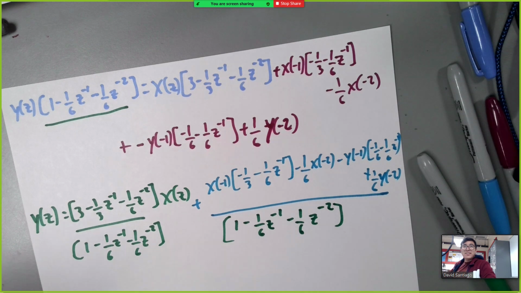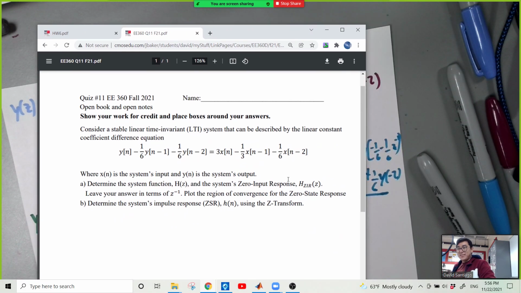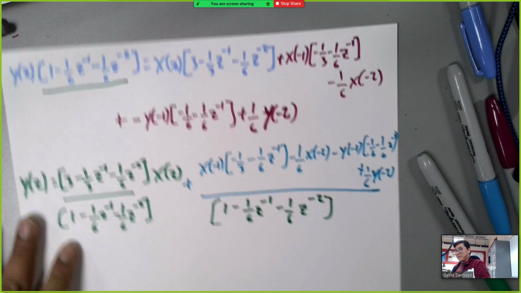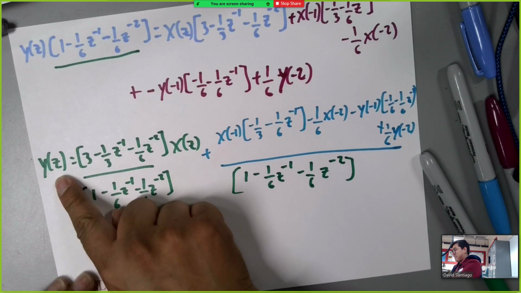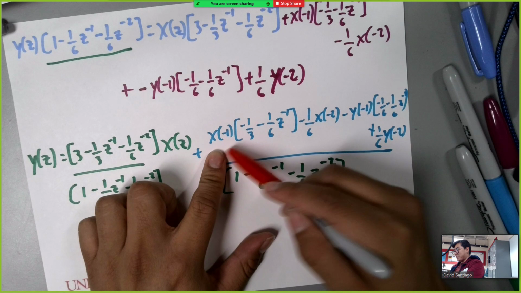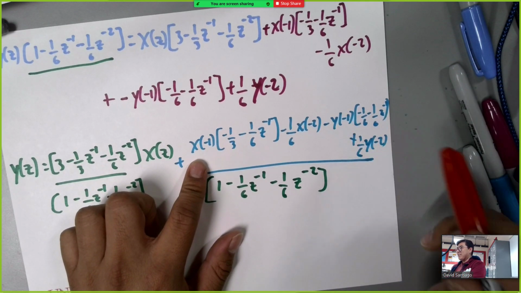So then the next thing I mentioned in this little quizzy I got for y'all is to determine h of z and the zero input response. And then just leave them in terms of z to the minus 1. Don't do anything crazy. So let's see. For the following, as you can see, you see this y of z and this x of z. So you see this x of minus 1, x of minus 2, all these previous outputs and previous inputs.